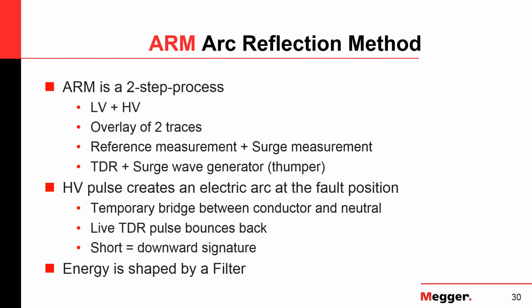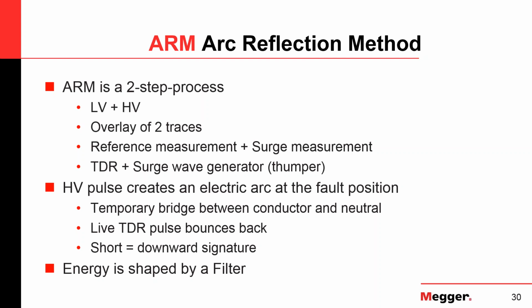With a typical pinhole fault, this low voltage pulse is not enough to bridge the air gap from the center conductor to the concentric neutral. So the TDR is blind for pinhole faults, just the TDR by itself. Now there's a method of utilizing the TDR in a way to actually see the position of the fault and to give you a distance to the fault. And this is called the arc reflection method.